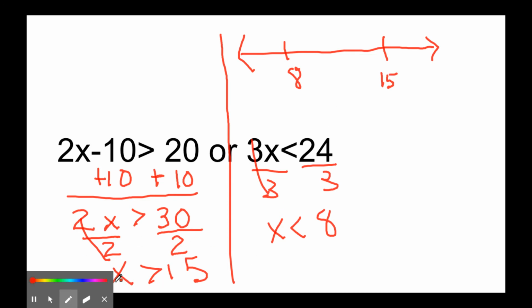Our first part says x is greater than 15. So I'm going to circle 15. 15 is not included, but everything greater than that is. Or x is less than 8. So I'm going to circle my 8 and shade everything before that because it could be 7, 6, 5, 4, and all the way to negative infinity. So the only thing not part of the solution of this whole thing is numbers between 8 and 15. So that would be an or question.